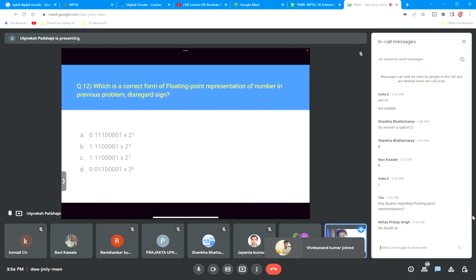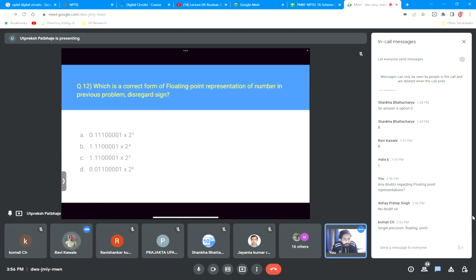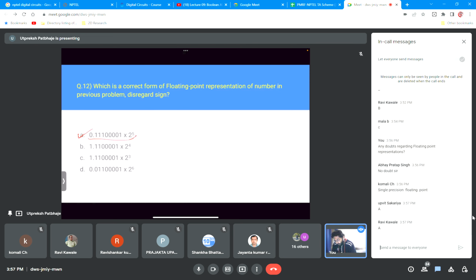Then this is again a similar kind of problem that we earlier discussed. So just quickly try to guess which will be the answer. Single precision floating point. Okay, Komali is asking single precision floating point. So yeah, try to guess the correct answer for this. I think this is pretty straightforward. So meanwhile, Komali, which is saying A. Yeah, correct. This is the correct notation. And this we have discussed to an extent in that problem.